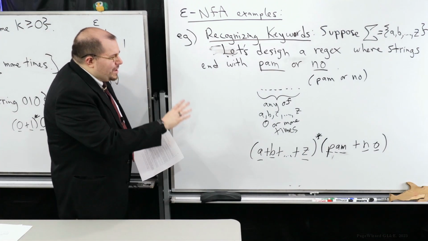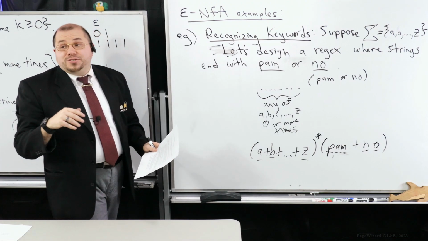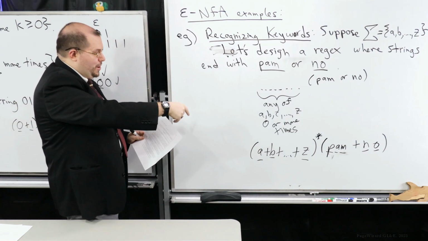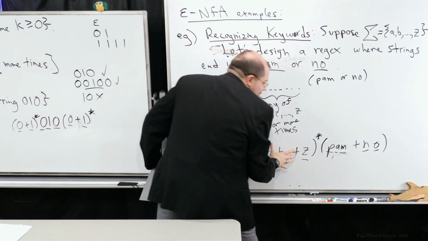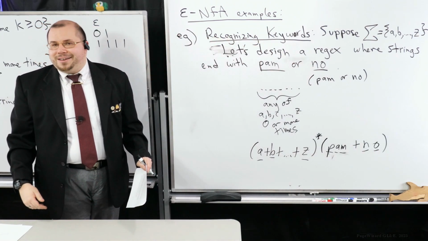So notice here, this will detect it at the end. If you wanted to have it so it just contains Pam or no, you would just take this and throw this also at the end too. So you just concatenate that onto the end.